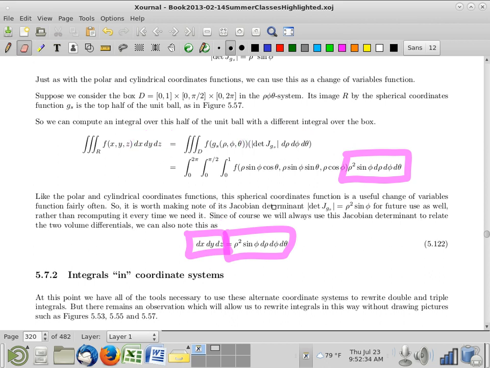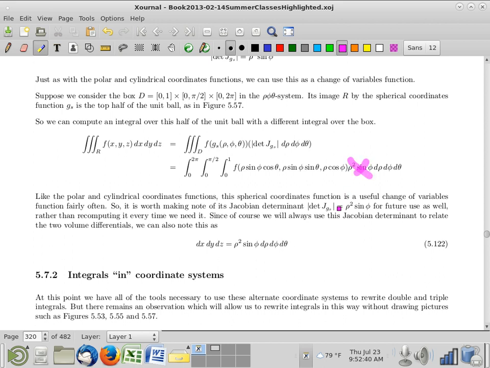Okay, again, a very, very common mistake is that students will get the whole rest of the problem right and weirdly forget to put in rho squared sine phi. So this is a way to help protect yourself against that.